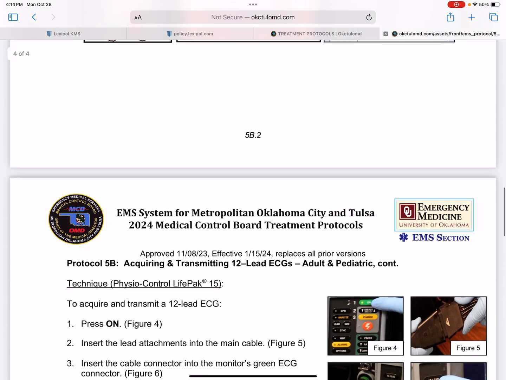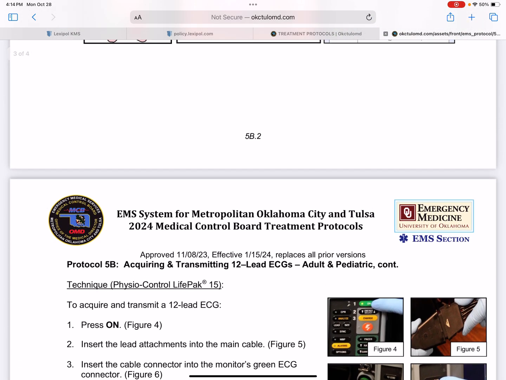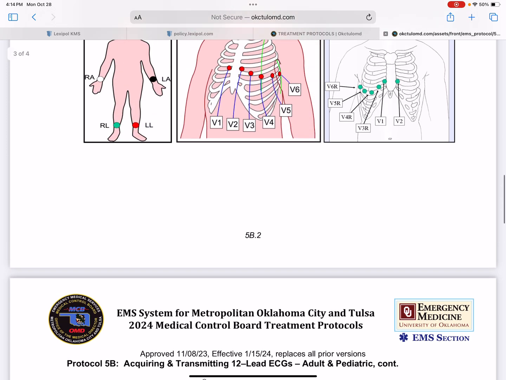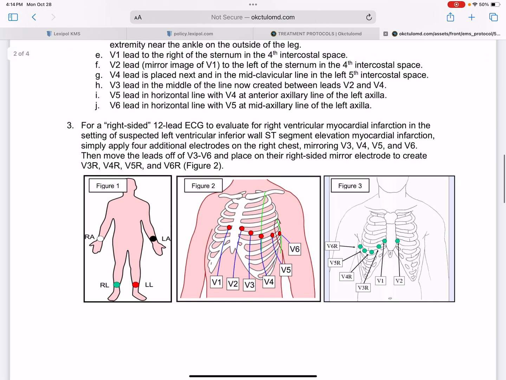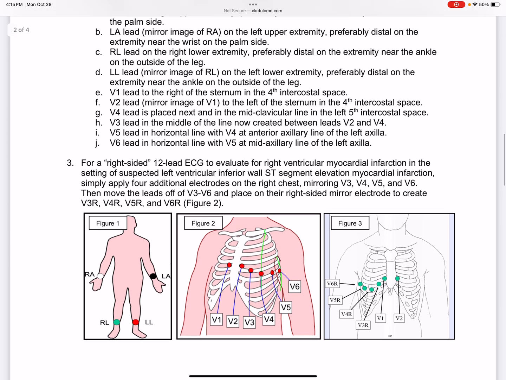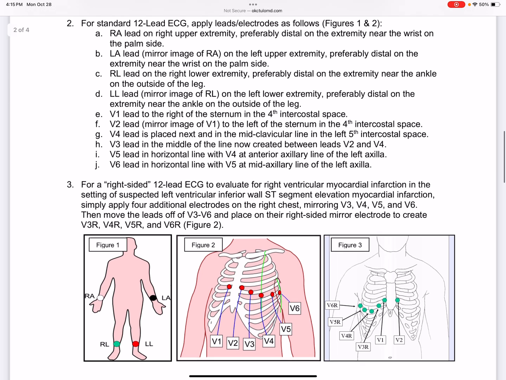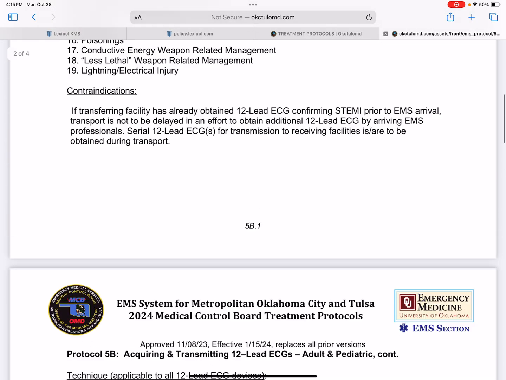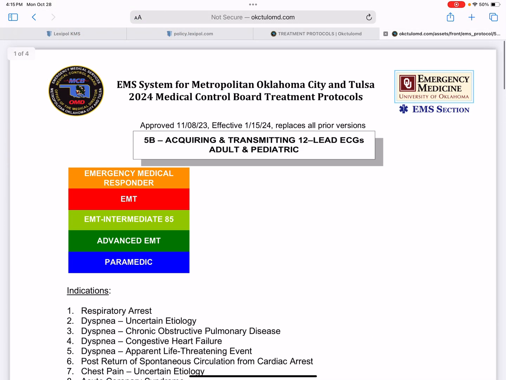Again, the whole transmission part, we typically don't do that much anymore with ESO alert. So you can disregard that for the most part. But if ESO alert ever fails and we have to transmit, that is still an option. And that is going to be it for that. So we'll move on to the next one.